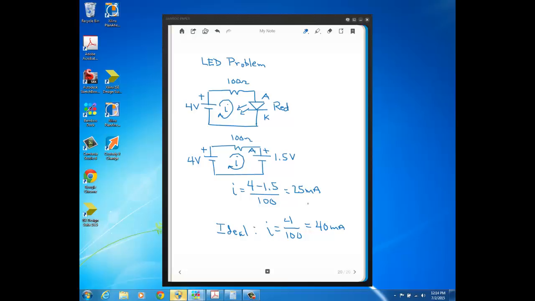Alright, and there are additional LED type problems in the homework that's assigned, but as you saw here, the only difference when you have an LED in a circuit is that in the actual case you have a higher forward bias voltage, and therefore that source is going to be a higher voltage than what you would have in the case of a diode that doesn't give off light.